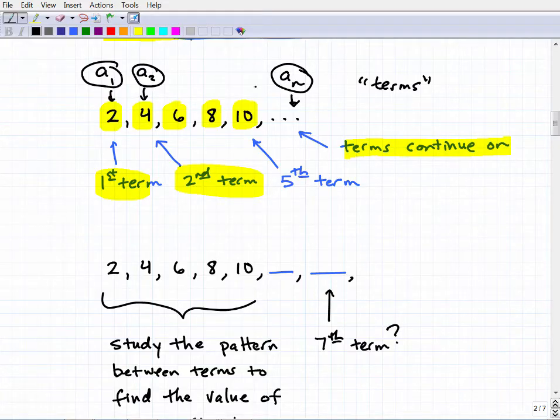I bring it up just in case you have seen it, but we don't have to describe a term. We can just call this the first term, the second term, etc. As long as you understand it, it's whatever value is in that particular place in the sequence.